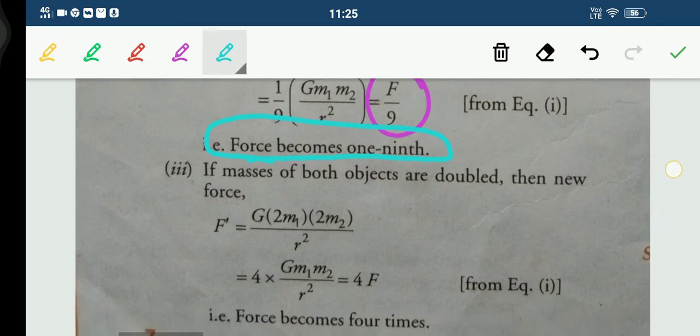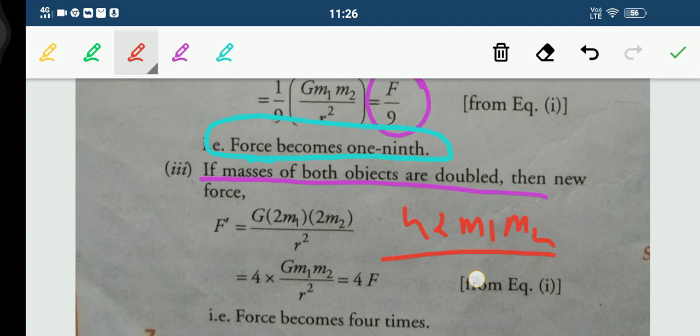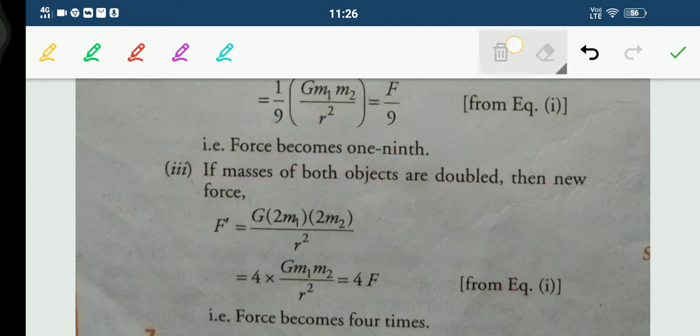Fine. Similarly students, there is another part that you all can see here. They are asking if the masses of both objects are doubled. So let the masses be doubled in both cases. In our first case we had already done one, that is G 2m1 m2 upon r square. But here we need to double the masses of both objects. Fine. We need to double both the masses, not just one. So let's quickly do it.